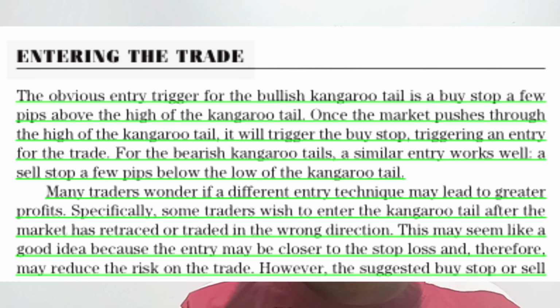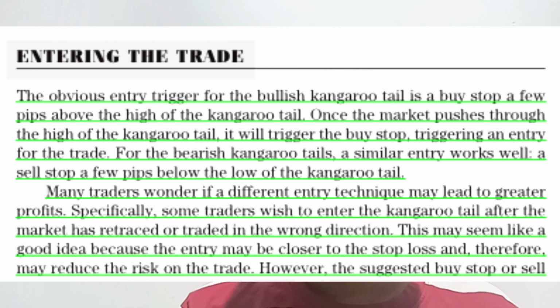A similar entry works well: a sell stop a few pips below the low of the kangaroo tail. Many traders wonder if a different entry technique may lead to greater profits. Specifically, some traders wish to enter the kangaroo tail after the market has retraced or traded in the wrong direction. This may seem like a good idea because the entry may be closer to the stop loss and therefore may reduce risk on the trade.